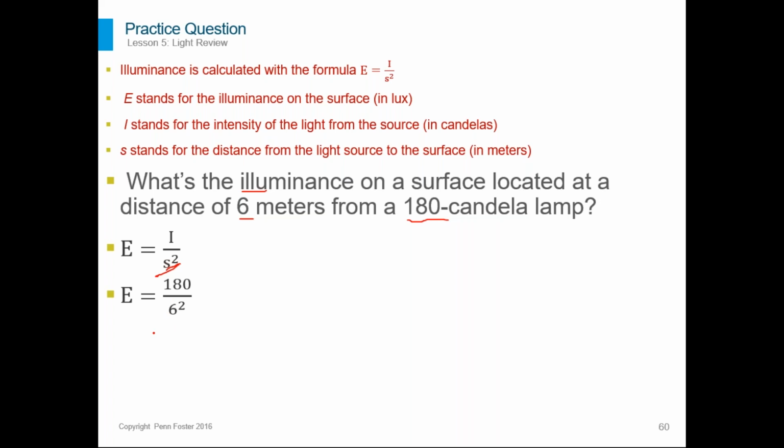Now we just have to solve for that. Remember, with order of operations, we do exponents first. So 180 divided by 6 squared becomes 180 divided by 36, because 6 squared gives you 36. And then just divide. 180 divided by 36 gives us 5. So that's our final answer for this problem: 5.